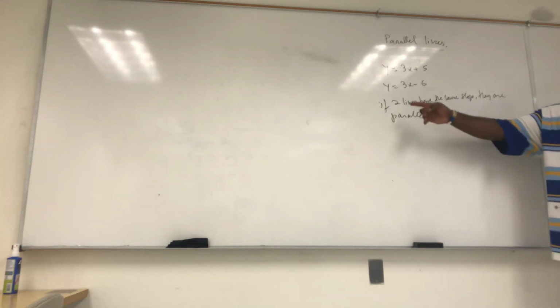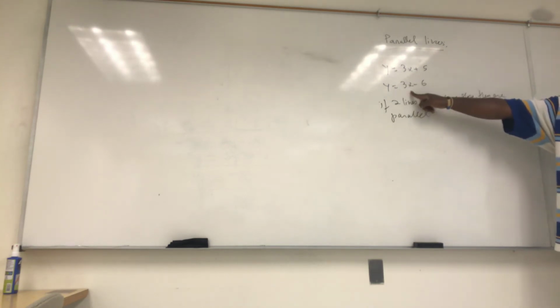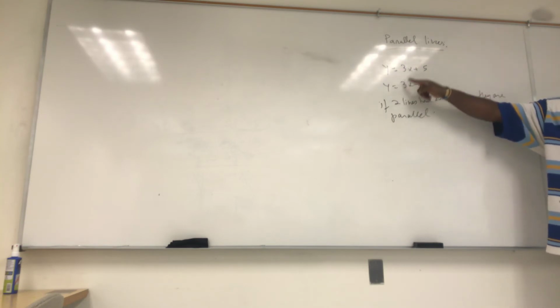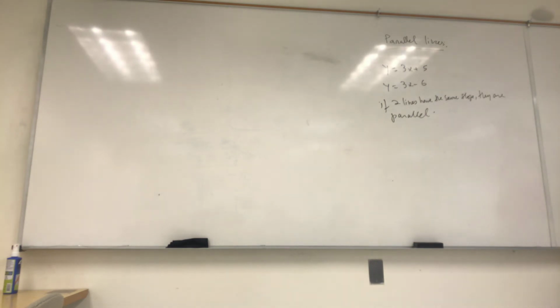So basically, if you look at the first line here, what's the slope of the first line? 3. The slope of the second line? 3. So if the two lines have the same slope, then they are parallel lines. That's the only thing you need to know about this. And then we're going to do perpendicular also. Yeah, I remember doing that stuff. Now, perpendicular and stuff like that? Yeah, like high school.